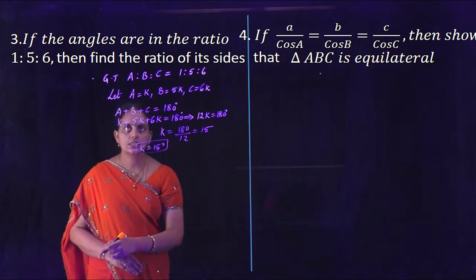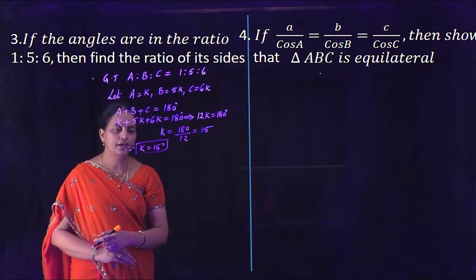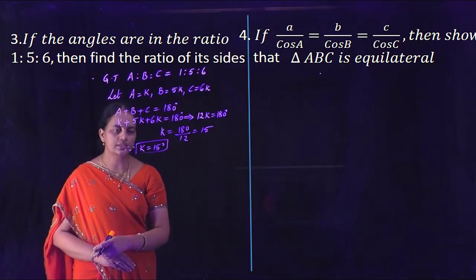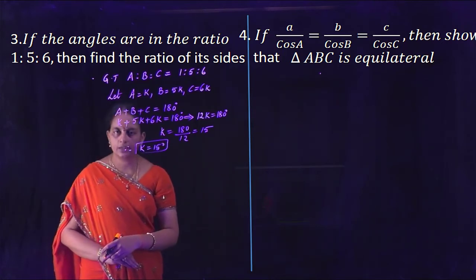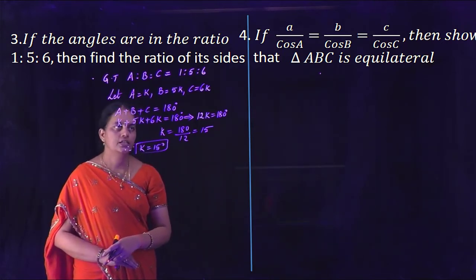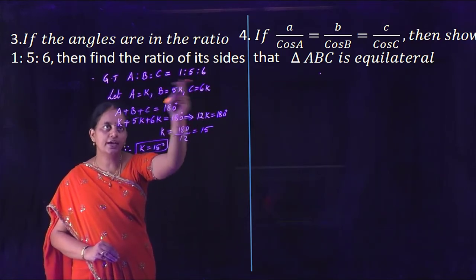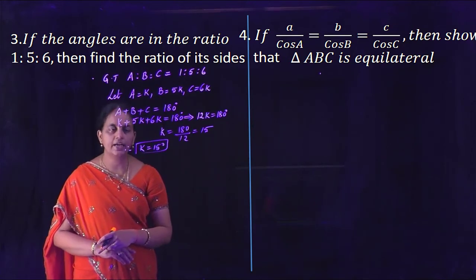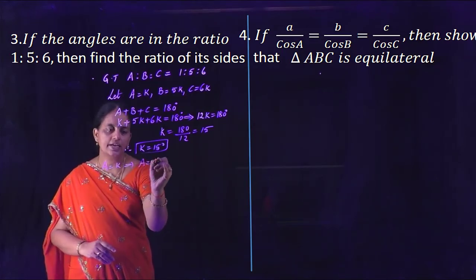Hence, we can write angle A is equal to K, angle B is equal to 5K and angle C equal to 6K. By substituting the value of K in these three angles, we can find angle A, angle B and angle C. Since angle A is equal to K, angle A equals 15 degrees.